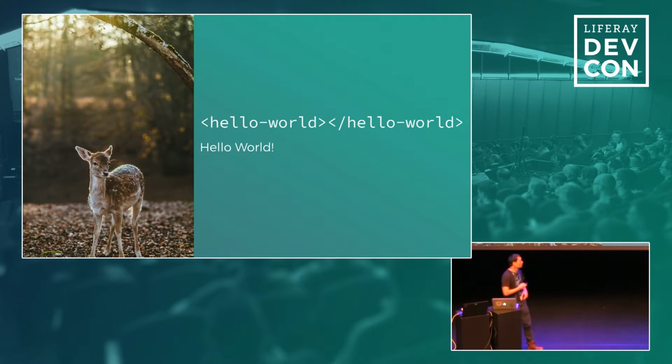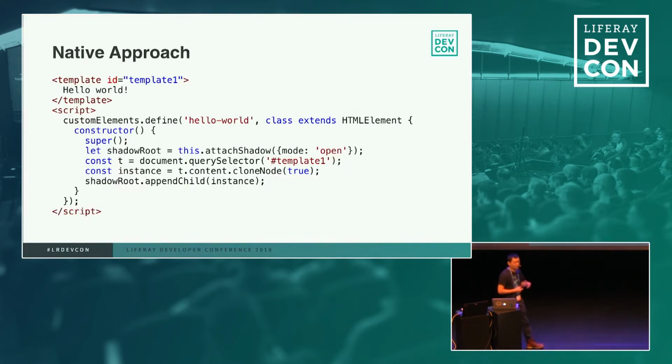And this hello world custom element is really simple. All it does is print out this hello world text. Let's see how you can do that. First, as a standard, it means that you can create this kind of web components natively by using purely JavaScript and HTML. And the code will look something like this.